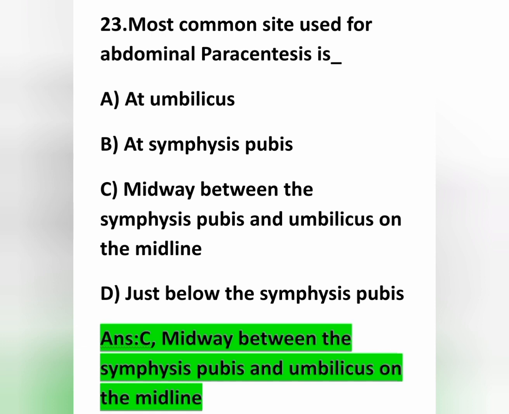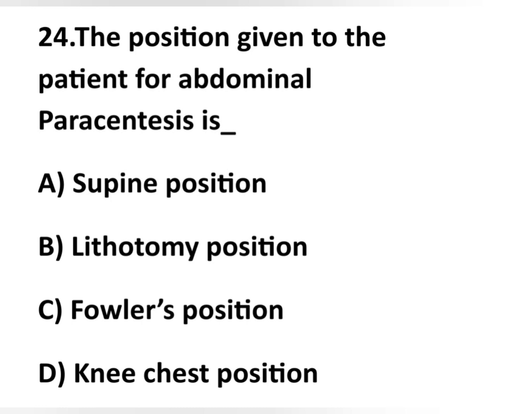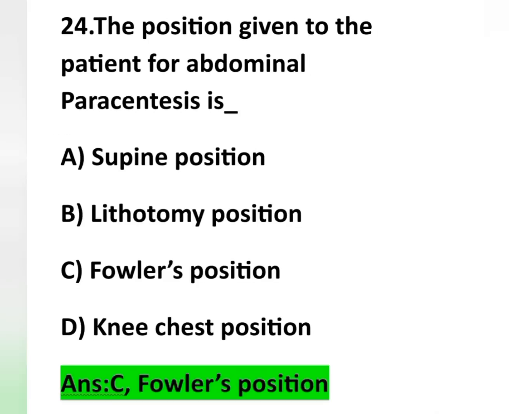Number 24. The position given to the patient for abdominal paracentesis is: option A, supine position; option B, lithotomy position; option C, Fowler's position; option D, Sims' position. The question is the position for abdominal paracentesis, and the correct answer is option C, Fowler's position, supported by backrest and pillows near the edge of the bed on either side. That position is given for abdominal paracentesis.